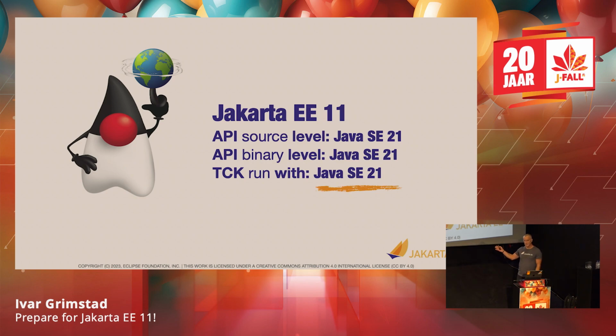But at Jakarta 11, we're raising the API source level to 21. That means you have to be on Java 21 in order to use it, otherwise your code won't compile. So we're pushing everybody up to 21 by doing this. This is to let the specifications that want to pick up features up to Java 21 do so.